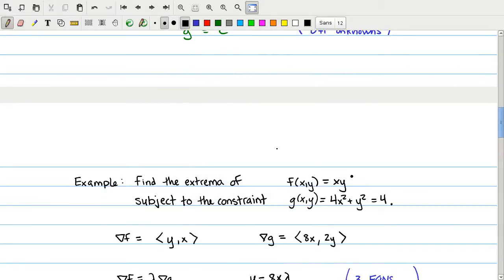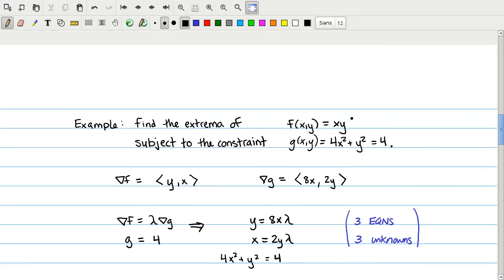To the math. Gradient of f, easy to calculate. It's just y comma x. The gradient of g is also pretty easy, 8x comma 2y. So we then set our equations. Grad f equals lambda grad g gives us 2 equations. Y equals lambda times 8x, and x equals lambda times 2y. And finally, we have the constraint equation itself, that 4x squared plus y squared equals 4. So here are our 3 equations, and we have the 3 unknowns, x, y, and lambda, and we'll solve for all of those.